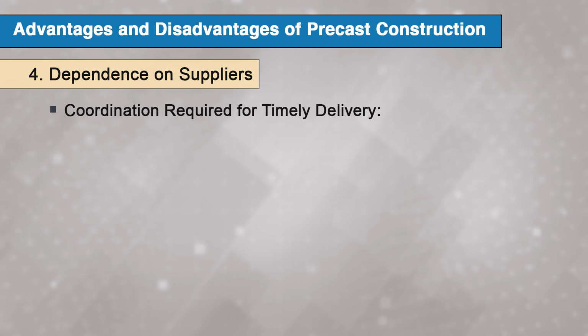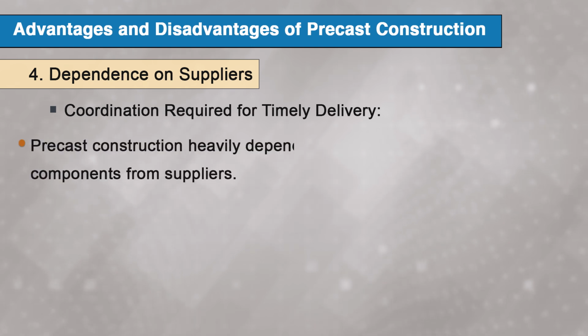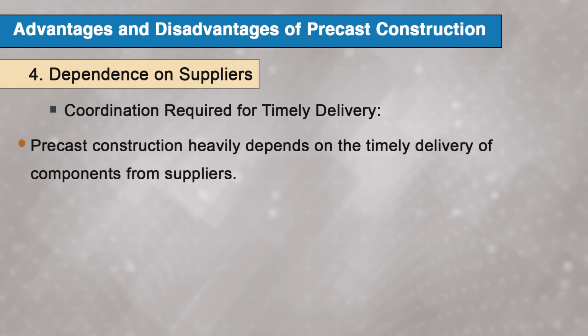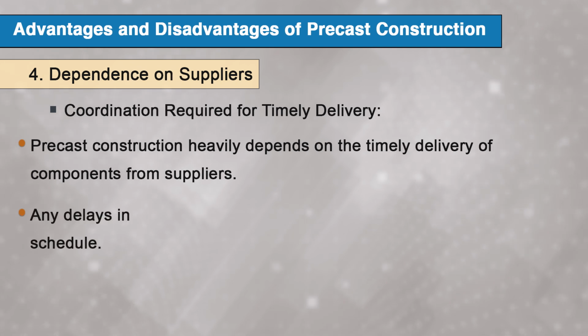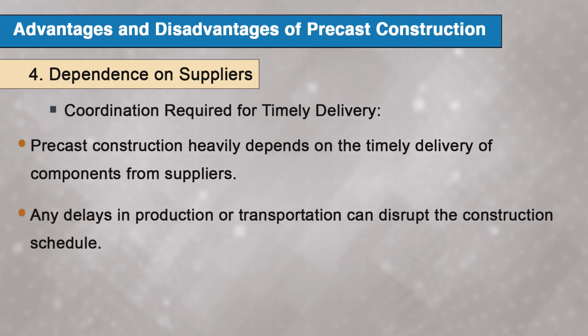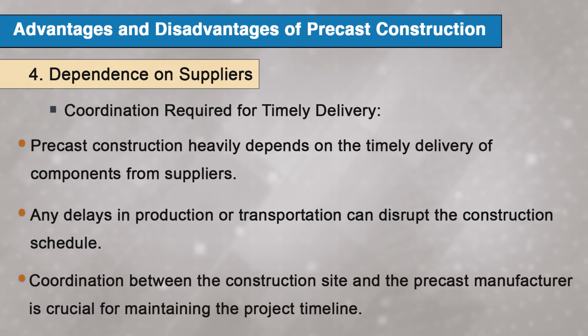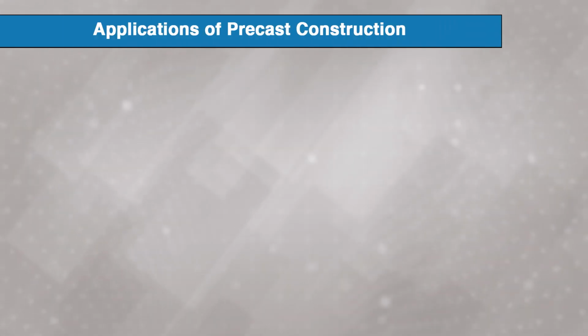And the last is the dependence on suppliers. Coordination is required for timely delivery. Precast construction heavily depends on the timely delivery of components from suppliers. Any delays in production or transportation can disrupt the construction schedule. Coordination between the construction site and the precast manufacturer is crucial for maintaining the project timeline. A delay in the delivery of precast floor slabs could halt the entire construction process, leading to costly downtime and rescheduling of labor.